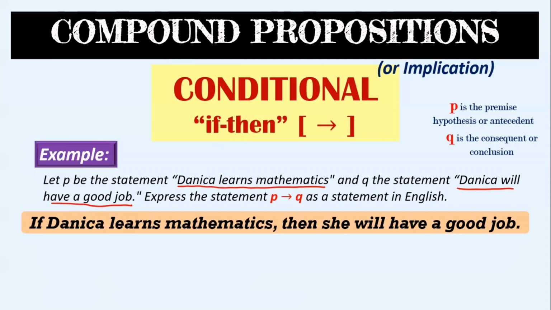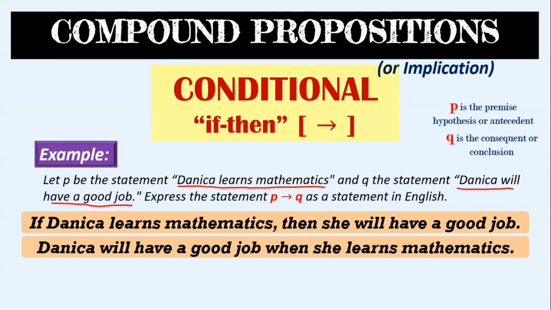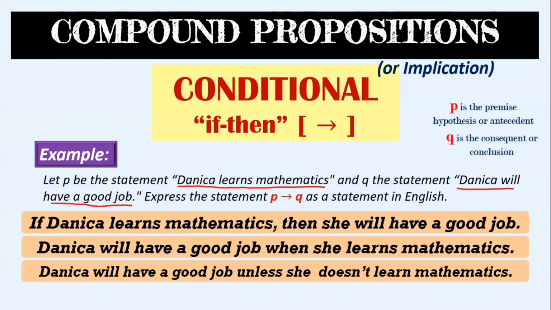Okay? Or, pwede nating sabihin, Danica will have a good job when she learns mathematics. Or kaya, pwede nating sabihin, Danica will have a good job unless she doesn't learn mathematics. Okay? Kapag gumamit po kayo ng unless, ininegate nyo yung kasunod. Okay? So, yung concept ng ating conditional statement, ito yung cause and effect relationship between nung hypothesis natin at nung conclusion natin. Okay?